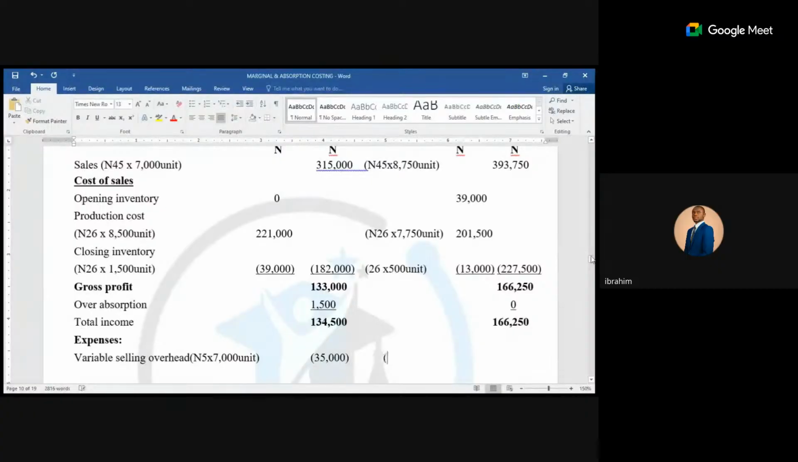So we still have the same 5 naira. What is the sales unit? Because it is variable selling, we have 8,750 units. 8,750 times 5 gives 43,750 naira.